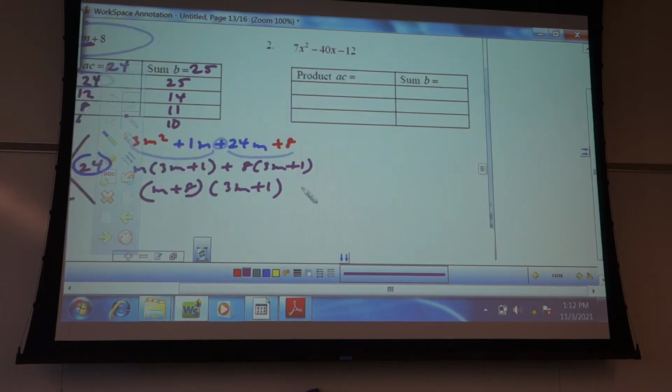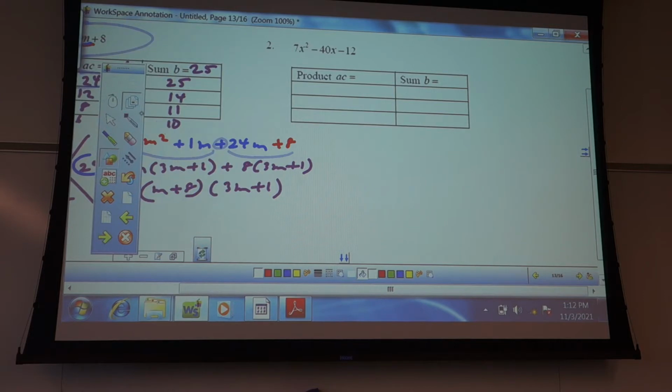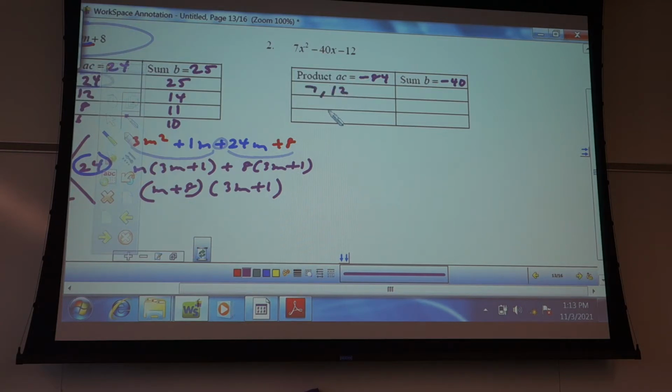Okay, good. So then the next one we'll look at over here is going to be, let's see, 7 times 12 is negative 84, and the sum is negative 40. So let's see, 84 breaks into 7 and 12. How about, I can take a 2 out of 12, and make it 14 and 6. Instead, I could have taken a 3 out of the 12 and made it 21 and 4. Oh, and then this is factorable by 2, so I can do 2 and 42.